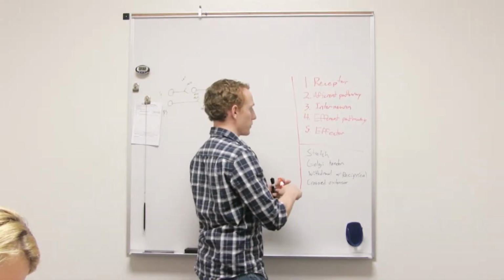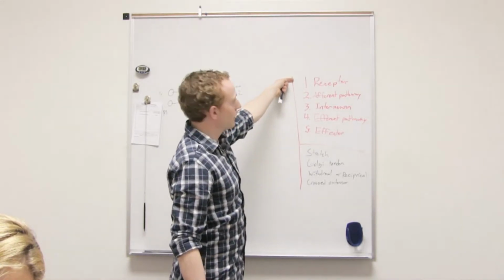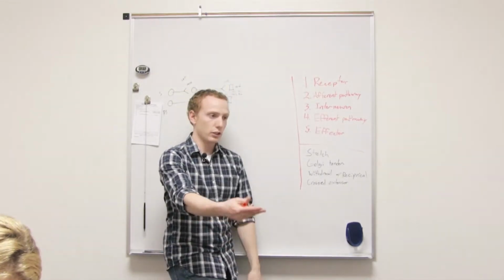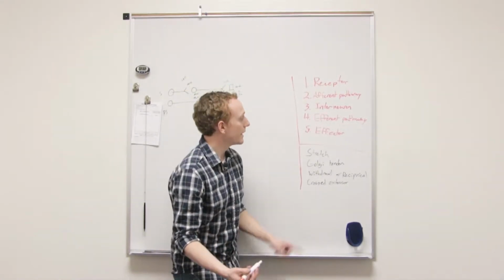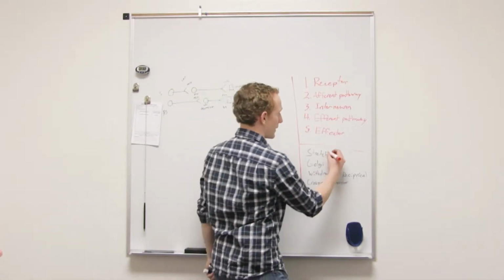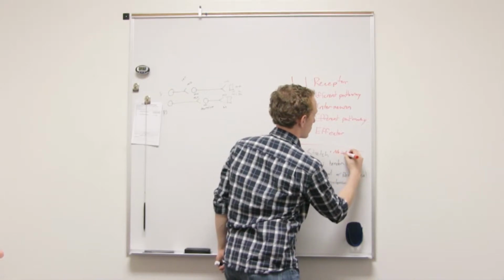So you've got your muscle spindle, and then it's going to send a signal through an afferent pathway, or a sensory neuron. It's going to go up. There is no interneuron on this one. So that is exception number 1.